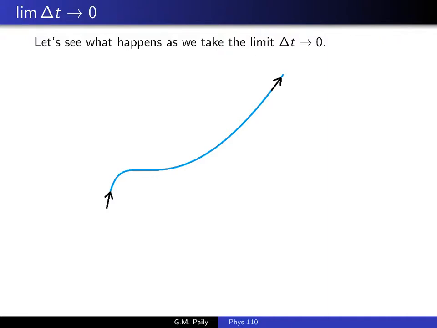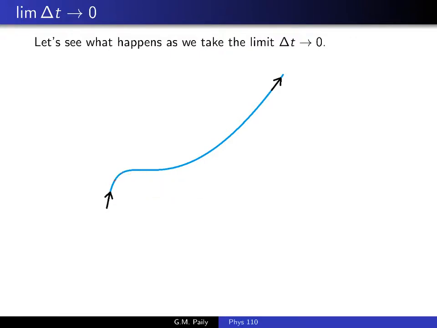Let's get an idea of what that looks like. Say that this blue line is the path followed by a particle. We consider 2 points, here and here, and we look at the displacement and the velocity, the average velocity, between those 2 points. That is the displacement.